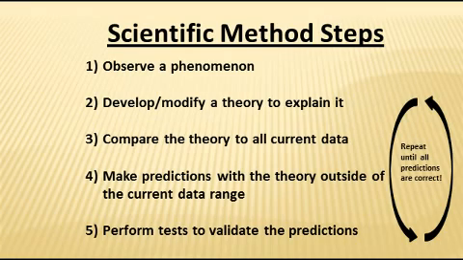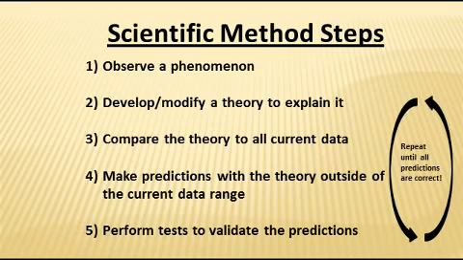Those are the first 3 steps. And at that point, one has a scientific theory. Not a science, not a scientific law, but a scientific theory. What needs to be done after that theory is in hand is to make predictions with it outside of the current range of data, to see whether the theory that you develop in its initial form can make predictions for some other sets of conditions, for example, and then we perform tests to see whether those predictions are indeed true.